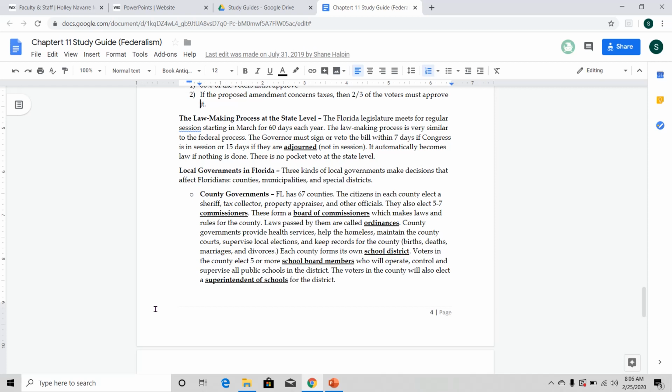Sorry, guys. Okay, so the lawmaking process, this just kind of goes into how your legislators meet. When it starts talking about in session or that they meet for regular sessions starting on a certain date, session just means that's when they're actively in the Capitol working on passing and making laws. The governor, of course, very similar to the president, has got to sign the bills or he can veto within 7 days if Congress is in session.